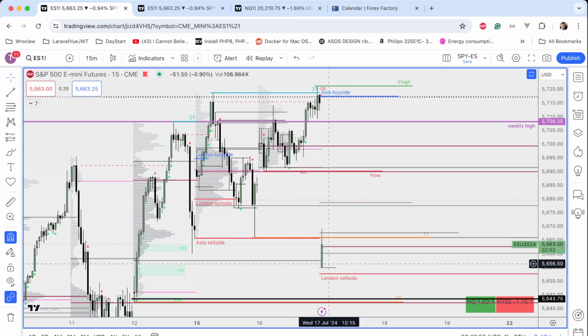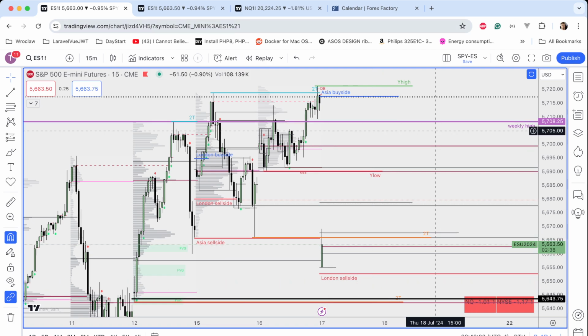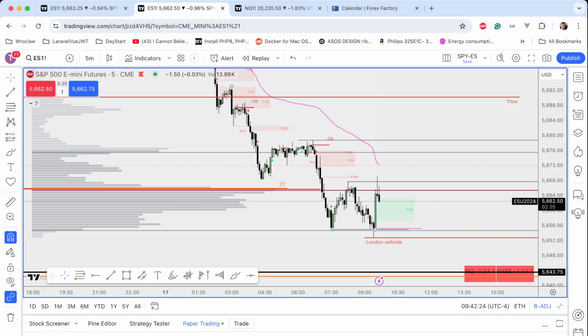Let's still play around. Like I said, take the 15 minutes candle long, tap into this order block, maybe later. Maybe later. There's no trade right now. Nothing to do. Just wait.